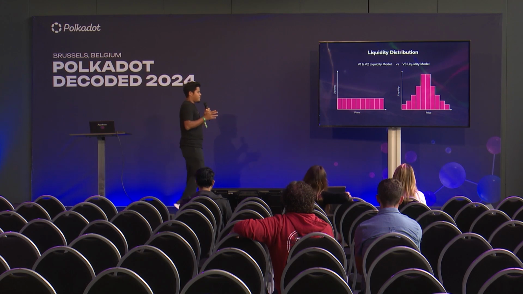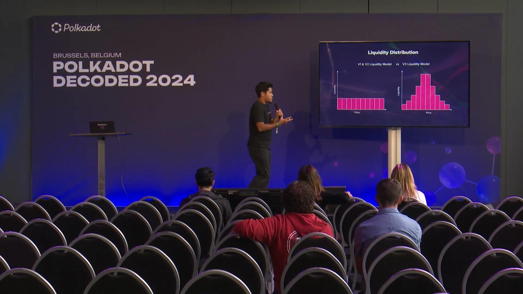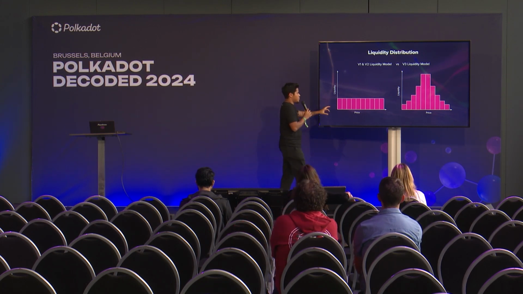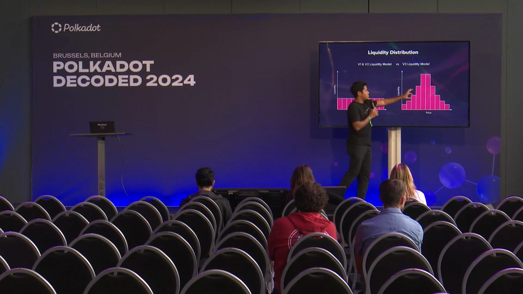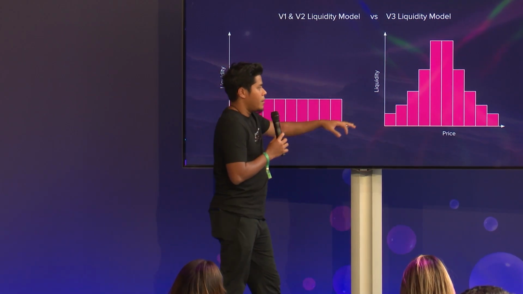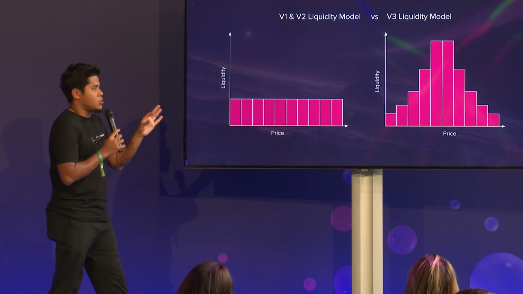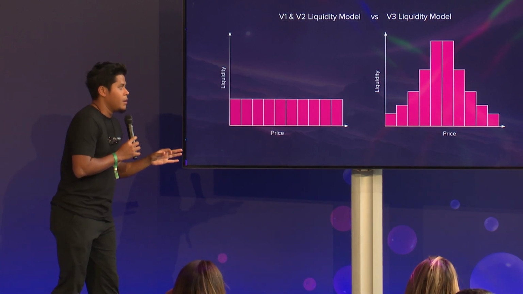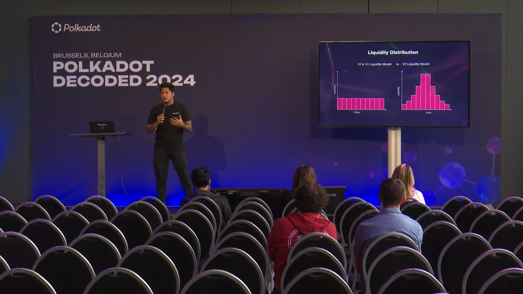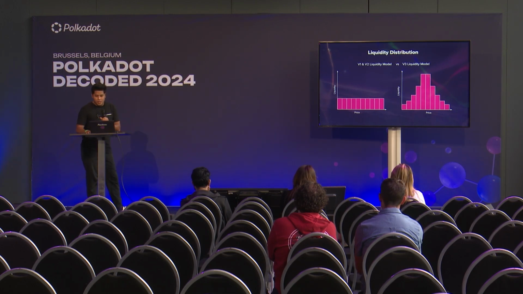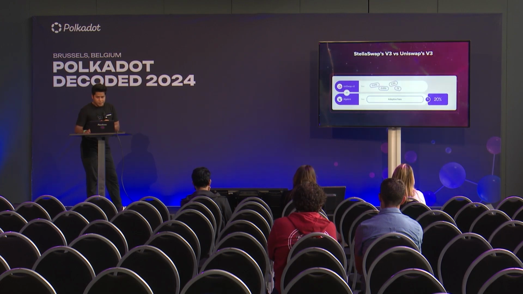In essence, V3 gives you the option to choose your range. You can choose the traditional 0 to infinity range, or you can concentrate your range to earn much more, but it's all up to you. It gives you the power to choose where you want to put your liquidity. High risk, high returns, low risk, low returns. That's the financial dogma, in finance, right?